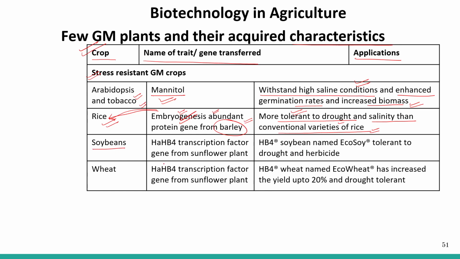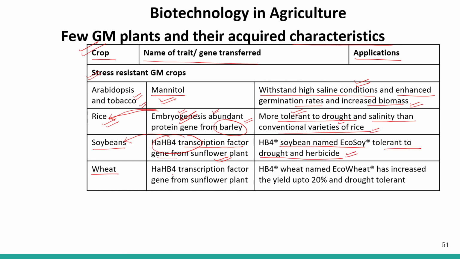Next crop is soya bean. HAHB4 transcription factor gene from the sunflower plant. This transcription factor gene has been transferred to the soya bean. And what is its effect? HB4 soya bean, named Eco-soy, is tolerant to drought and herbicides.